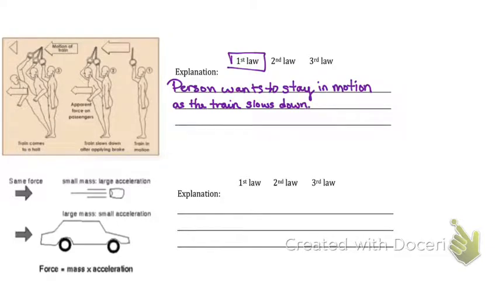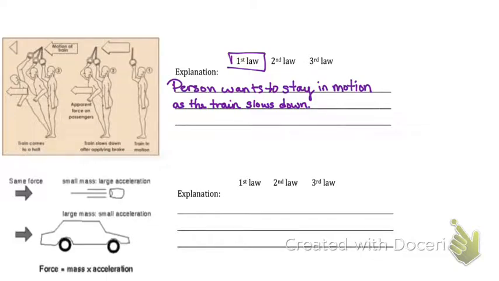Okay. The next example shows a car and a rock or pop can. I'm not really sure what they're showing, but something that has small mass has a large acceleration. They're showing that the car has a large mass and small acceleration. So again, we can say that this can or rock, whatever it is, has less inertia. The car has more inertia.